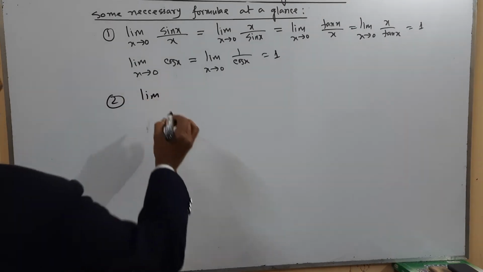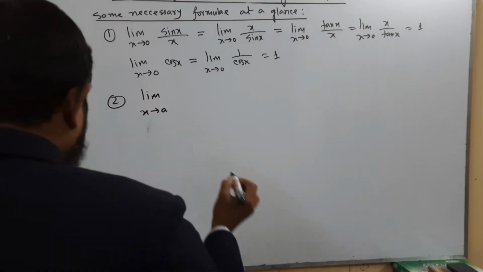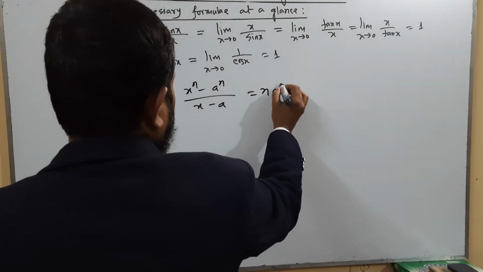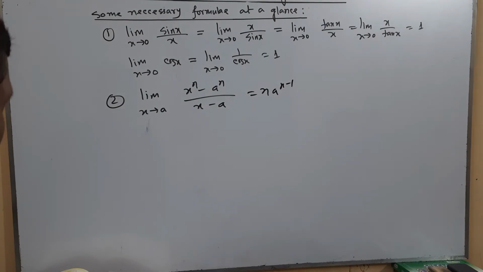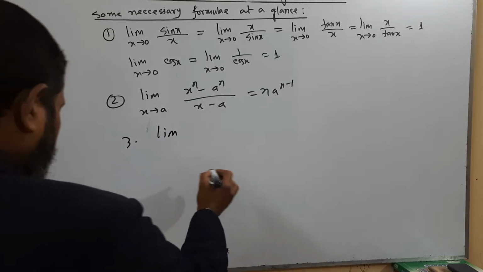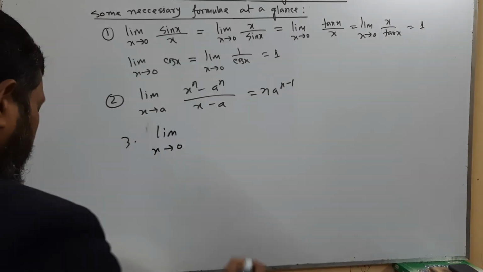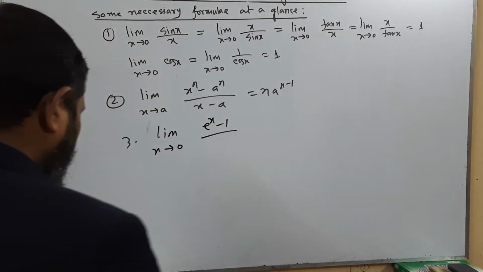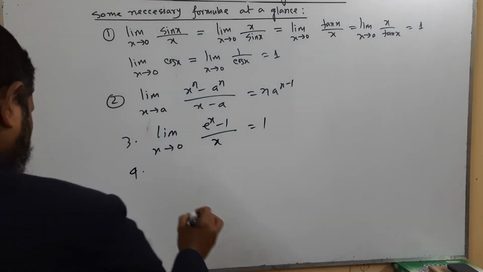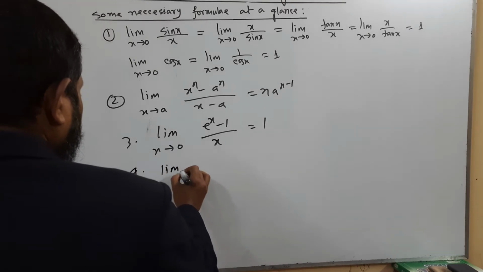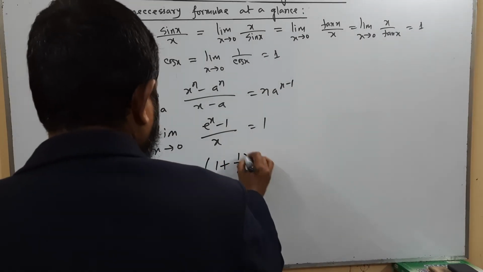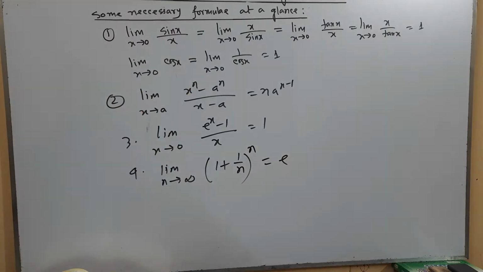Second, limit x tends to a of x to the power n minus a to the power n by x minus a, this will be n a to the power n minus 1. 3. Limit x tends to 0 of e to the power x minus 1 by x is equal to 1. 4. Limit n tends to infinity of 1 plus 1 by n to the power n, and this is equal to e.